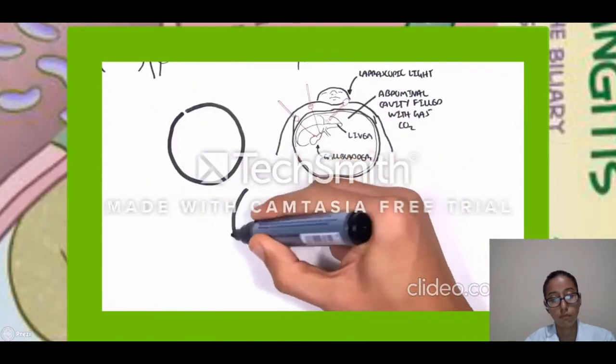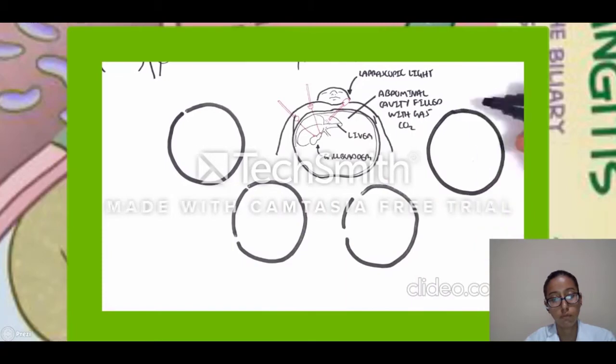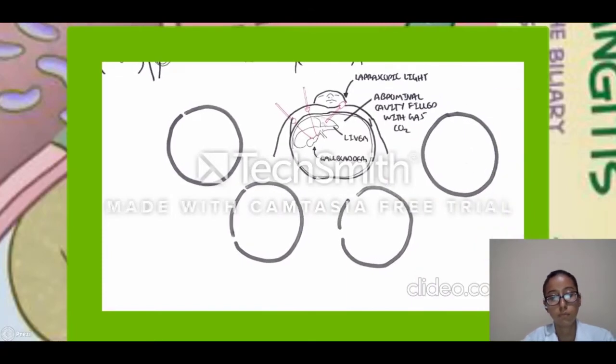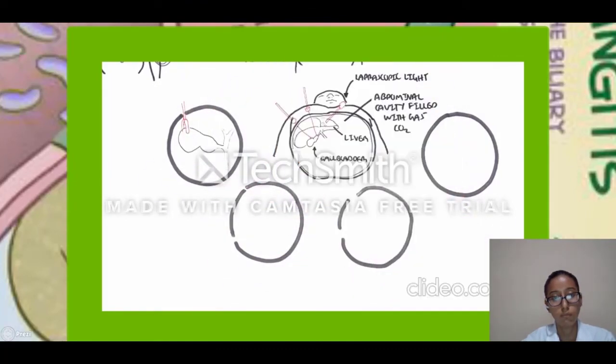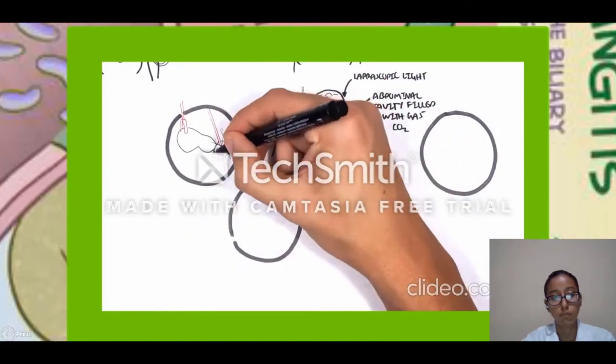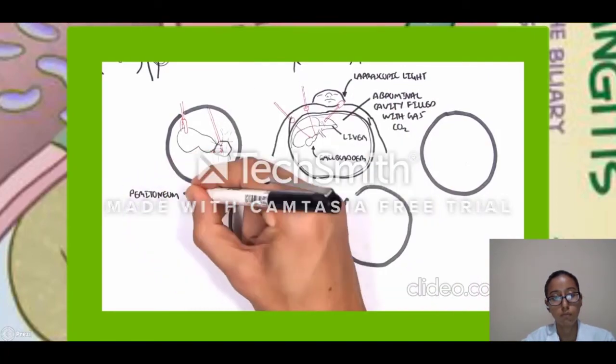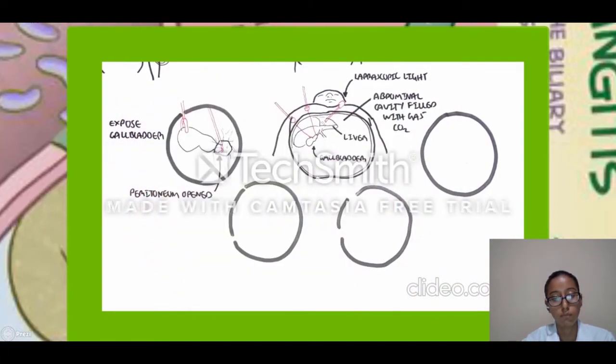So I'm not a surgeon, but this hopefully will give you an understanding of cholecystectomy in general. Firstly, what happens is that they want to expose the gallbladder, because the gallbladder and the digestive organs are surrounded by the visceral peritoneum.